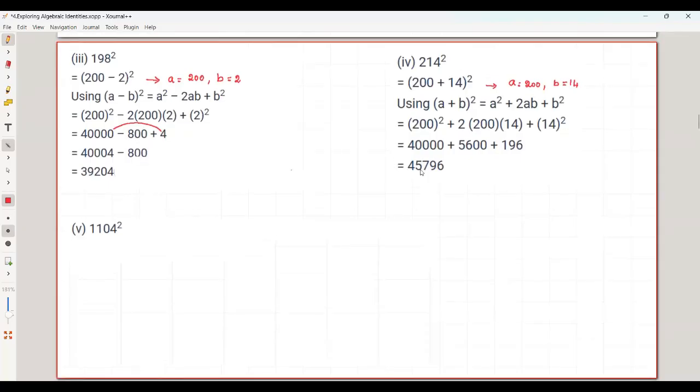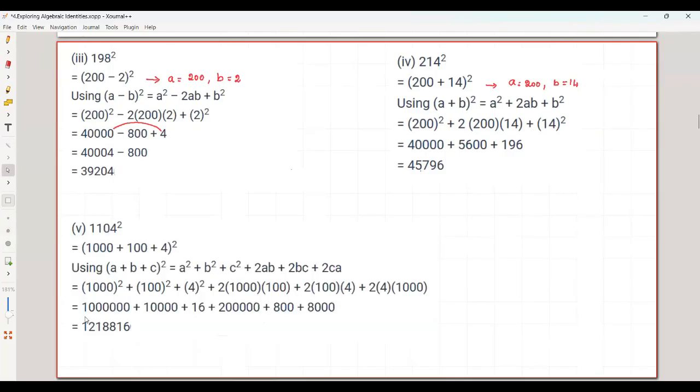Next, fifth question: 1,104 the whole square. This can be split in many ways. If you split it as 1,000 plus 104 the whole square, the calculation will become lengthy, so avoid taking that.